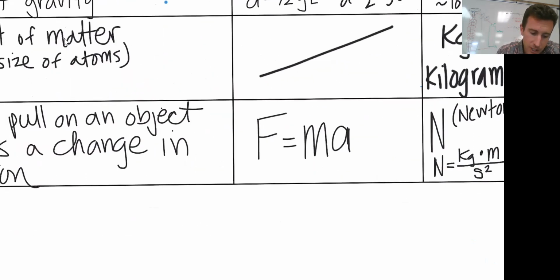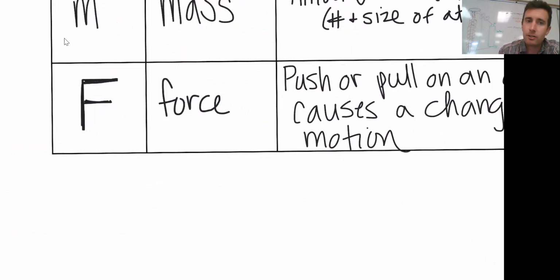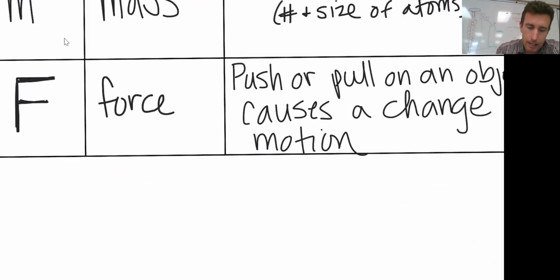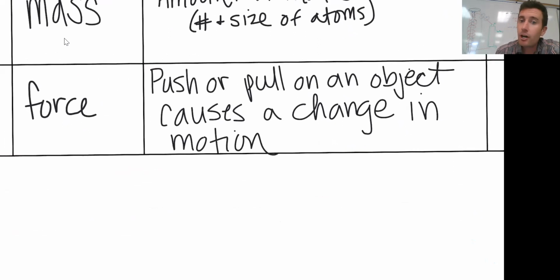The last one for this page is force. Force we represent with capital F. It's the good kind of capital F. And a force is a push or pull on an object that causes a change in motion. It can cause a change in motion. So it doesn't have to cause a change in motion. You could have a force on an object and it's just sitting still, but it can cause a change in motion. So I'm just going to add in can. Doesn't have to, but it's a push or pull on an object.